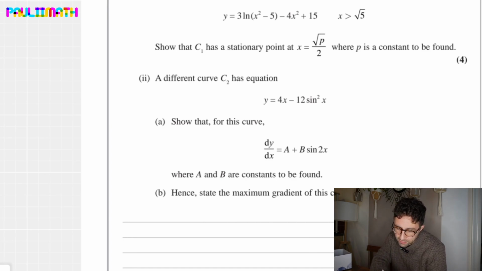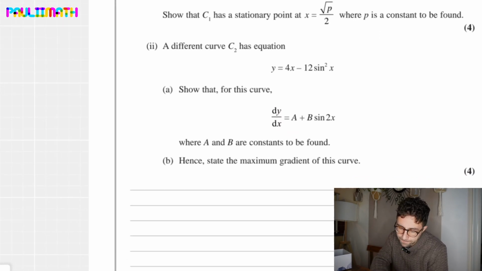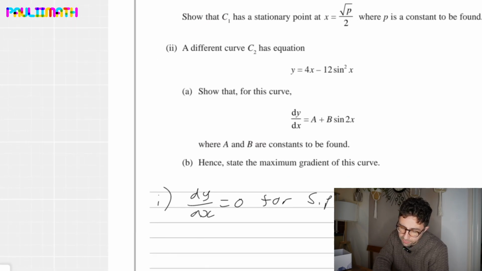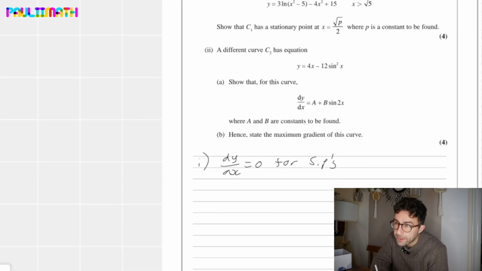Funky graph, I would have no idea what that looks like. A combination of quadratic and ln. Fair enough. Show that it has a stationary point there where p is a constant to be found. Okay, we're differentiating, aren't we? dy by dx equals 0 for stationary points, turning points, minimums, maximums, call them what you want.